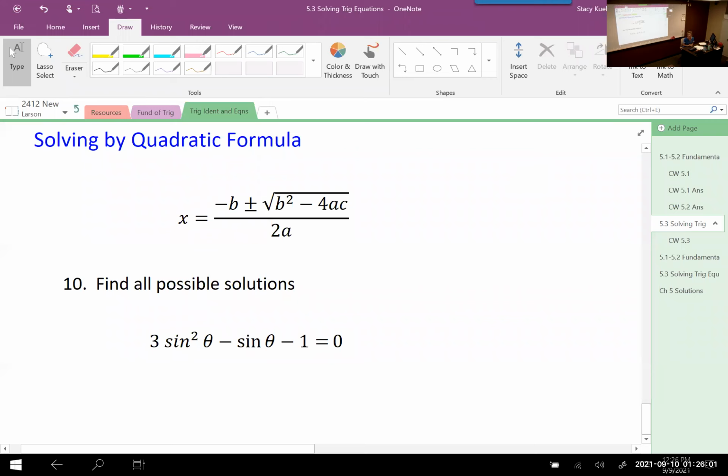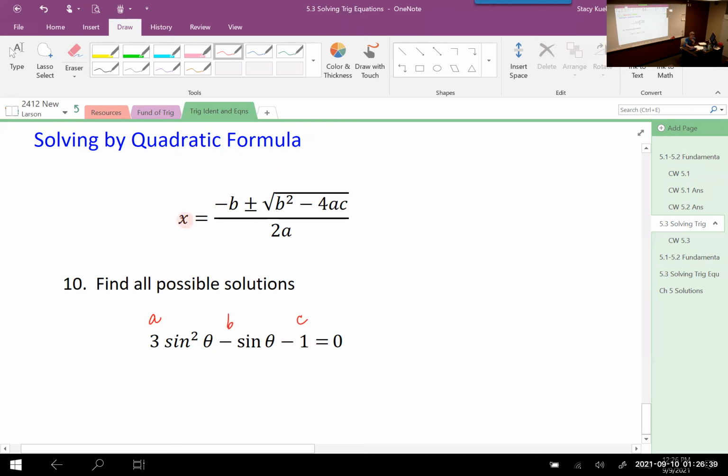Hopefully you all remember the quadratic formula: negative b plus or minus the square root of b squared minus 4ac, all over 2a. And those a's, b's, and c's come from what? They come from the coefficients of our quadratic equation. One would be A, one would be B, and the negative one would be C.